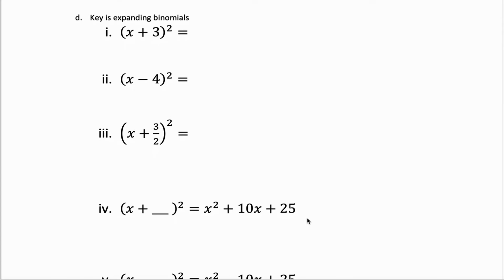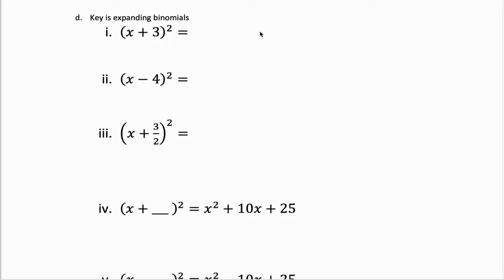Well, the key to completing the square is expanding binomials. What I mean by that is rewriting something like (x plus 3) squared without any parentheses, if you want to think about it that way. It's tempting to think that this is x squared plus 9. You kind of take this square and distribute it into the parentheses, but it actually doesn't work out that way.